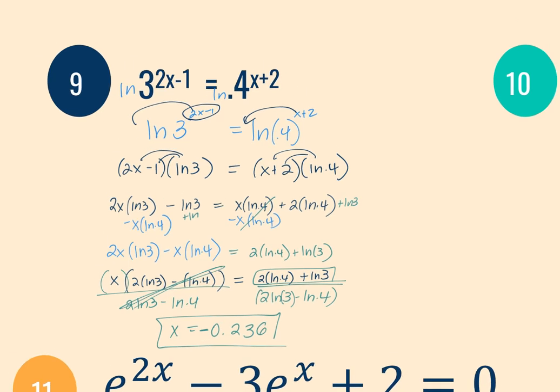And again, I can plug it back in to check. So I can let my calculator do that work. I would do 3 to the 2 times what I just got minus 1, see what that is, and then 0.4 to the what I just got plus 2 as the exponent, and see if those are the same. They won't be exact, but they should be close.